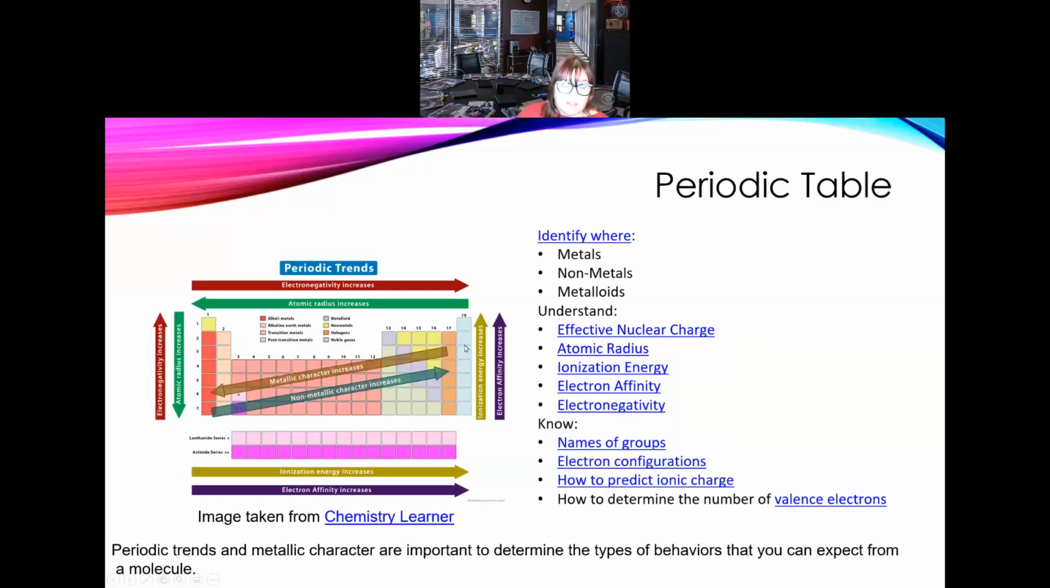So my metallic character increases as I go down and to the left, and my non-metallic character gets higher as I go up and to the right. All right. So that's what we're looking at there. We can talk about effective nuclear charge. Now, what happens if I'm talking about a particular row? And let's talk about the second row right now. So this row that exists right here. And oxygen is in here, nitrogen is in here, fluorine is in here. Those are the ones that we're talking about right now.